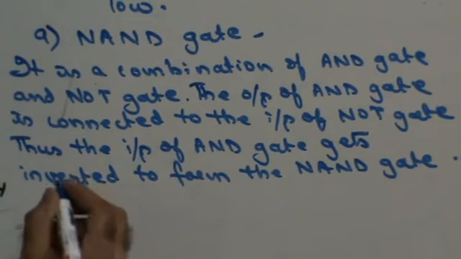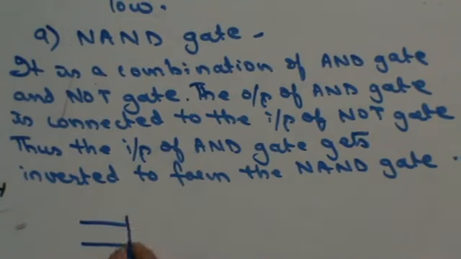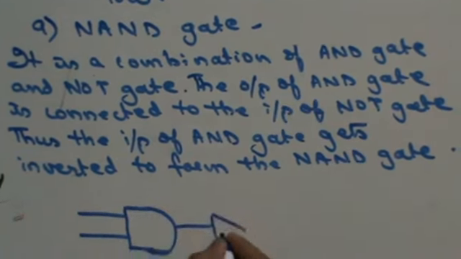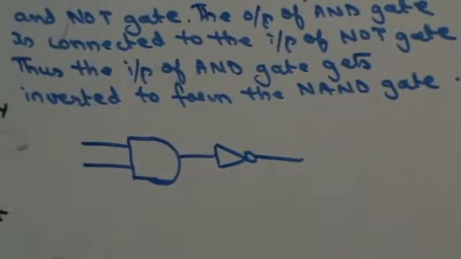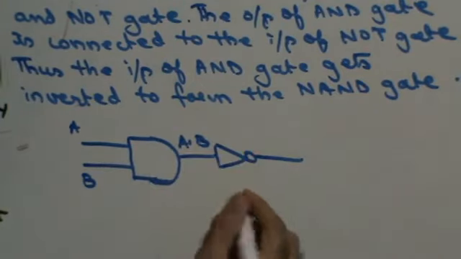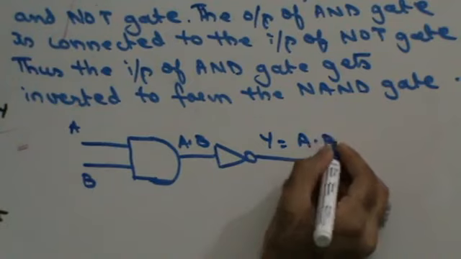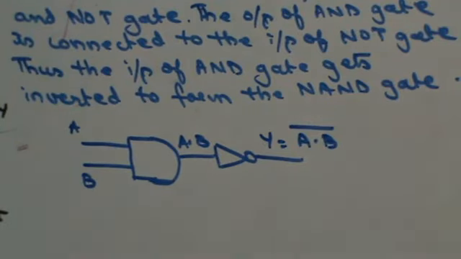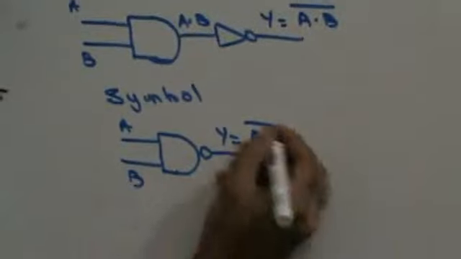Now, how does this look like? You have AND gate. Connect the output of the AND gate to NOT gate. You will get your NAND gate. This is A, B. This is A and B. This is Y, which is A and B NOT. Right? Symbol for this is going to be A, B, Y is A NAND B.